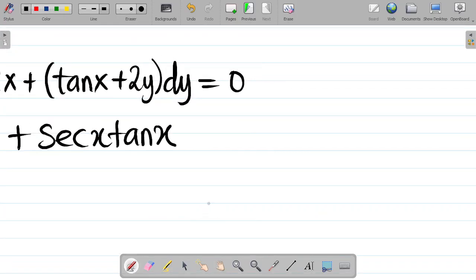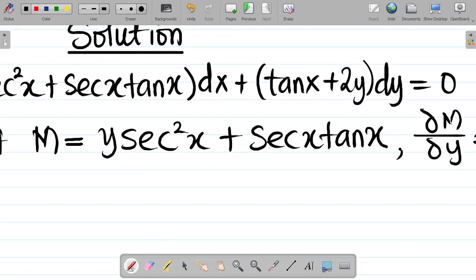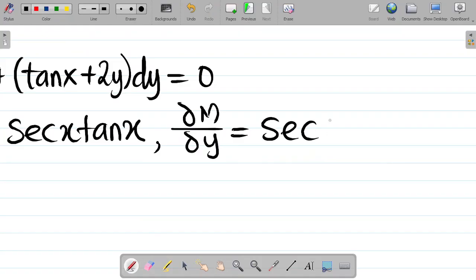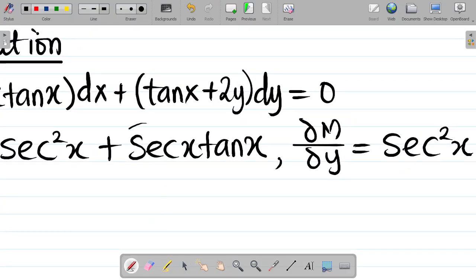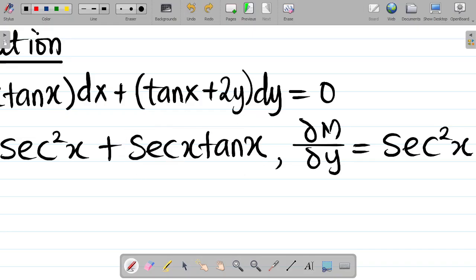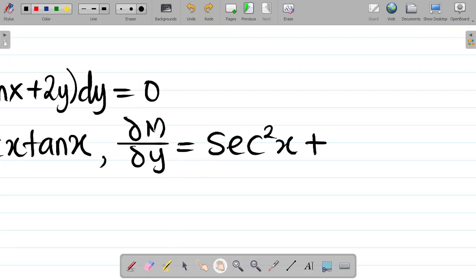The next thing we'll have to do here is to differentiate M with respect to y. So it becomes partial M over partial y. For the first term, differentiate y, you get 1. 1 times sec squared x gives you sec squared x. So the first thing I have here is sec squared x plus, for the second term, observe that there is no y term here, so it is treated as a constant. Hence, if I differentiate this with respect to y, it gives you 0. So this term is off. So partial M over partial y is equal to sec squared x.